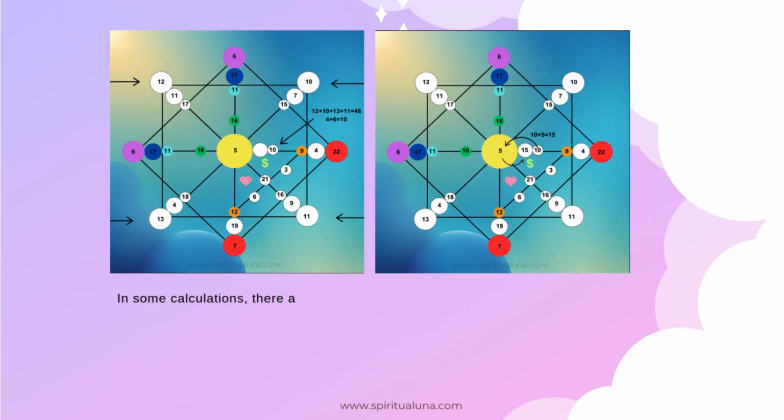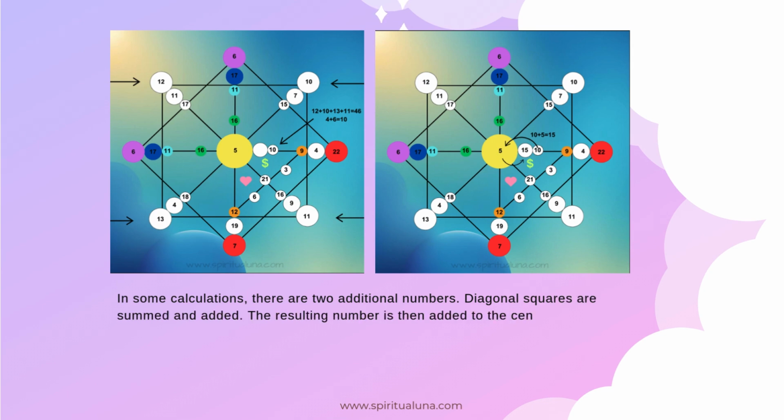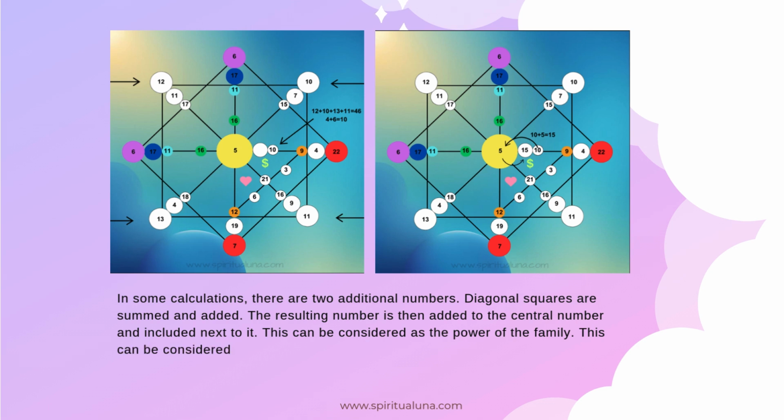In some calculations, there are two additional numbers. Diagonal squares are summed and added. The resulting number is then added to the central number and included next to it. This can be considered as the power of the family. So you might think that 10 and 15 have changed places.